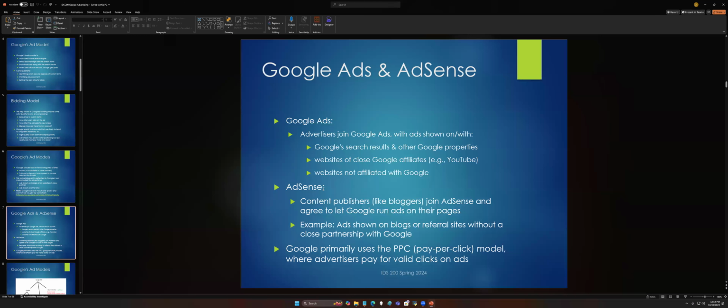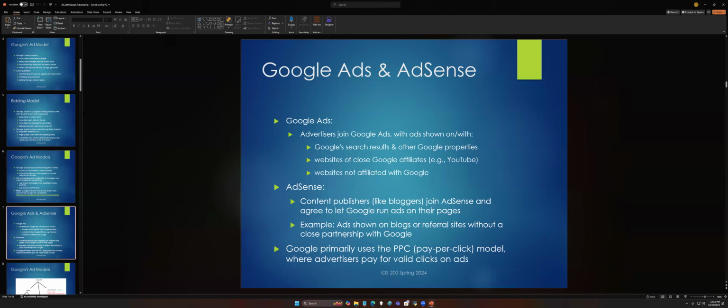AdSense, on the other hand, is for content publishers. So if you are creating original content for your website, you can join AdSense and then offer to let Google run ads on your pages, right? You can designate some portion of your web page and say, okay, Google, run ads here and try to make money off of that.